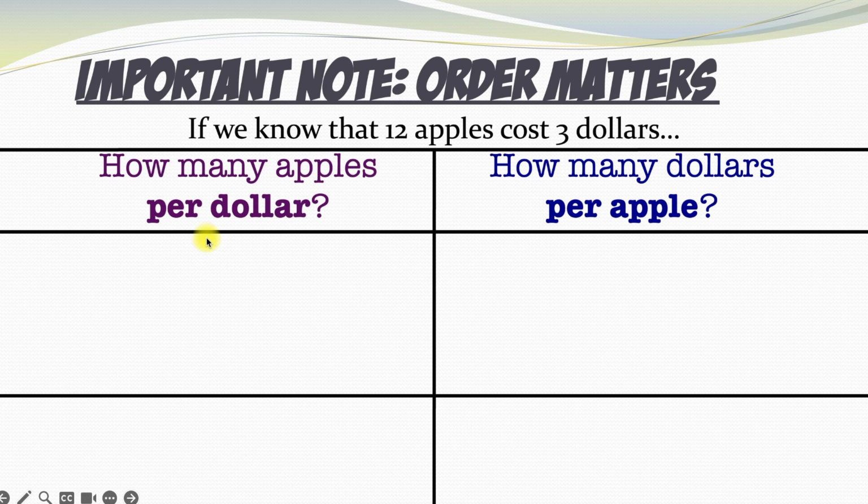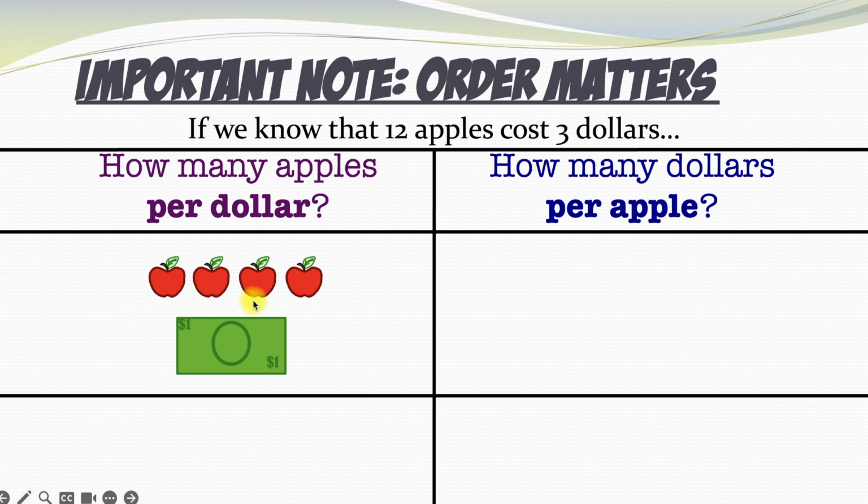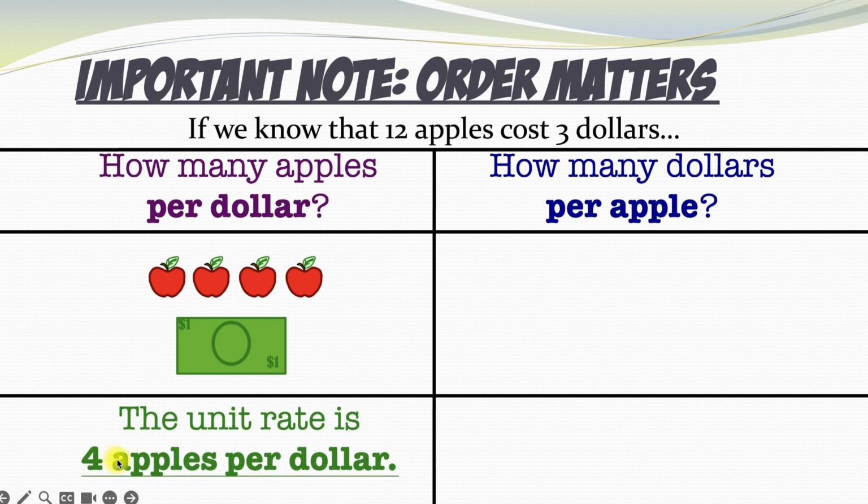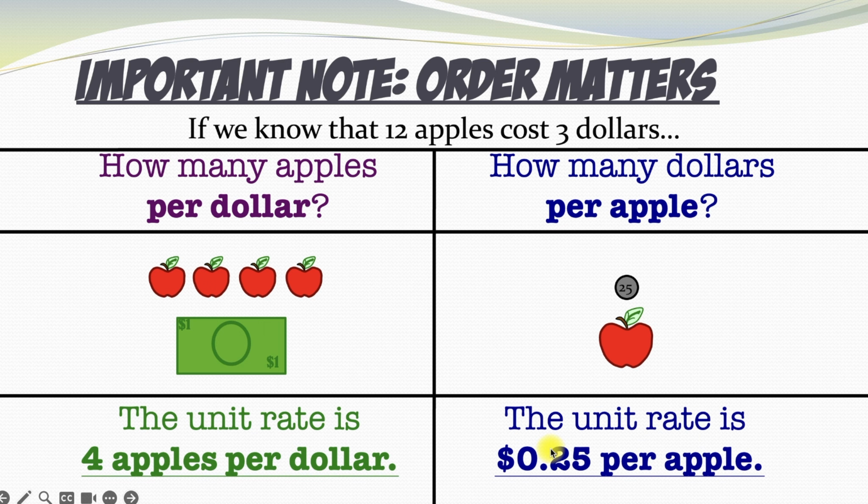This question is asking for the number of apples for every $1. When we did the math, we found out that that was 4 apples. So we would say the unit rate is 4 apples per dollar. But this question is asking for the cost for every 1 apple. And we found out that that was 25 cents. So we could say the unit rate is 25 cents per apple. And they're very different answers to very different unit rate questions.